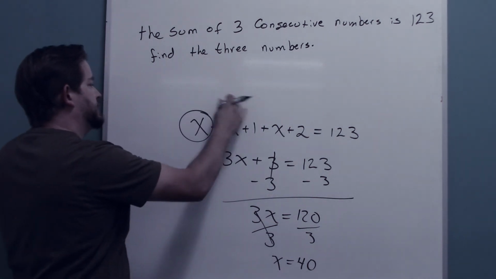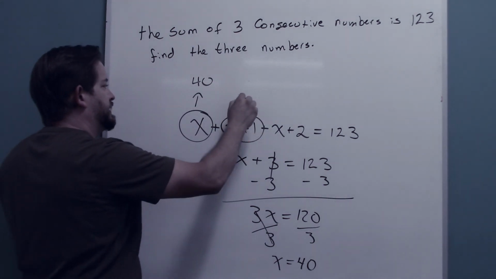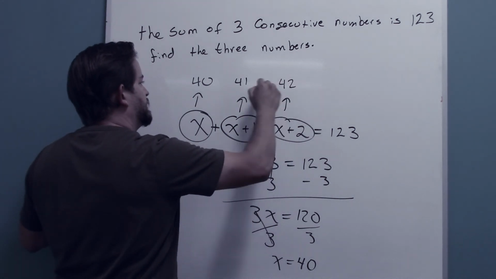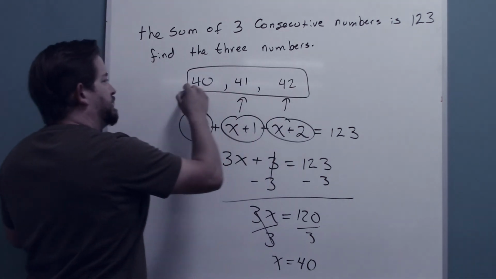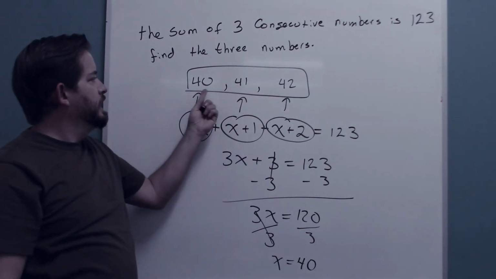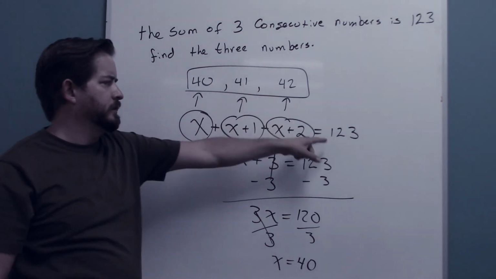X was 40. X plus 1, my second number is 41, and x plus 2 is 42. And you can check, they're consecutive, obviously, 40, 41, 42. And if I add those three together, I get 40, 81, 123.